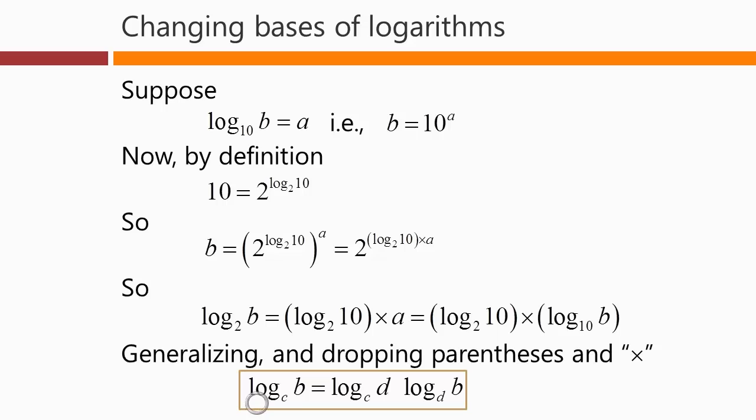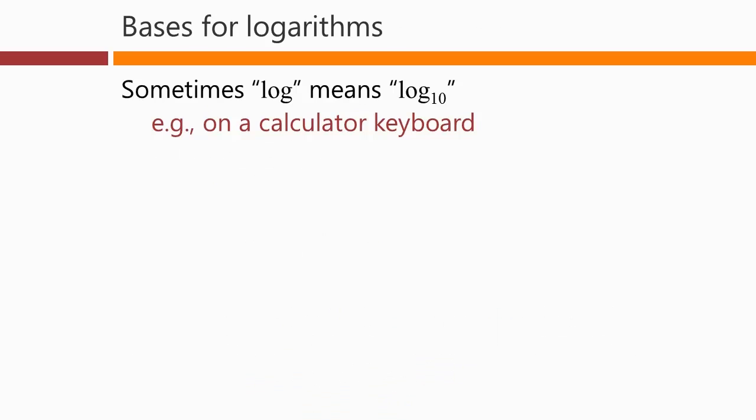Log to the base c of b is log to the base c of d times log to the base d of b. When we're talking about logarithms, sometimes the loose notation is that the logarithm, written just as log, means log to the base 10. For example, that's often the case on a calculator keyboard. This is not a very reliable notation, however.